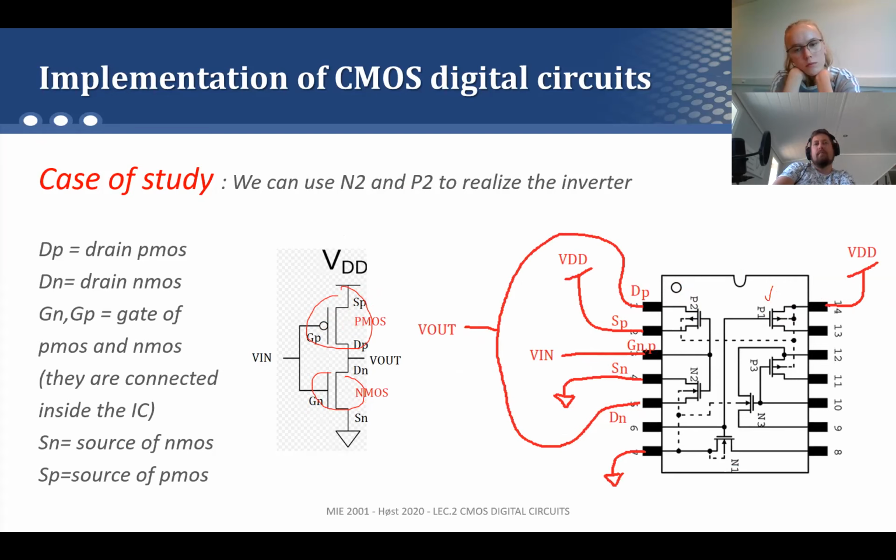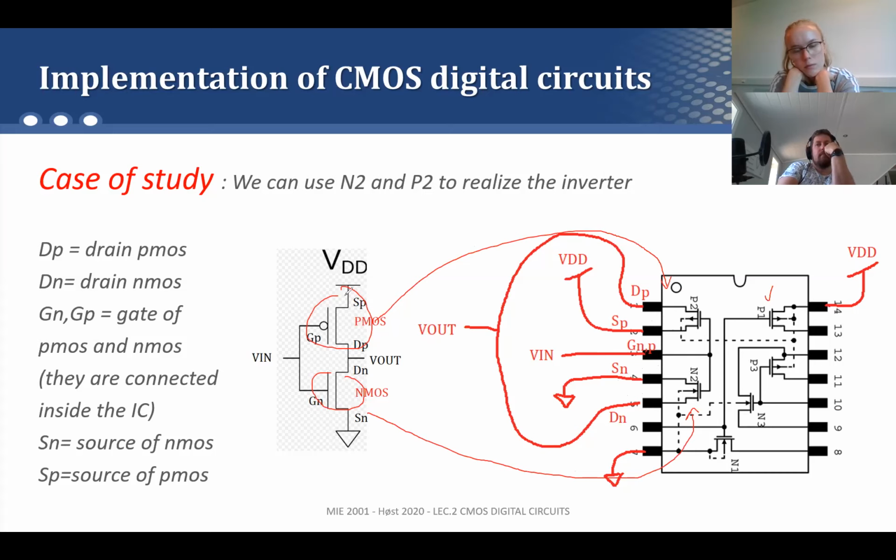This one here, the PMOS is P2, and this NMOS is N2. So N2, this NMOS, has its source to ground. The drain of this NMOS, which is here, pin 5, has to be connected to the drain of the PMOS. You see here, they're connected together. The source of this P2 has to be connected to VDD.